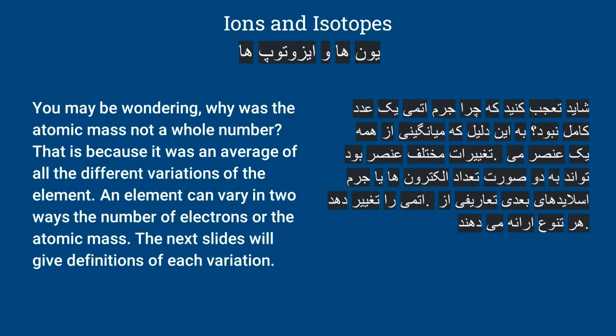Ions and isotopes are the two types of variations an atom can have. Ion variations affect the number of electrons, and isotope variations affect the atomic mass. The next slides will describe these definitions further.